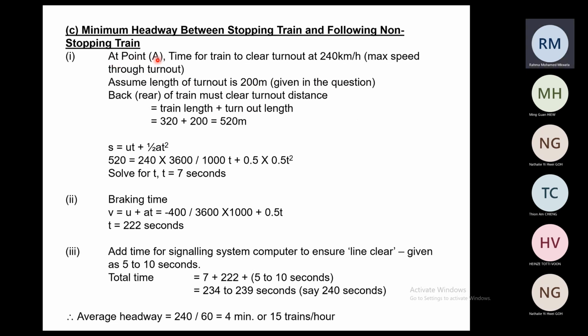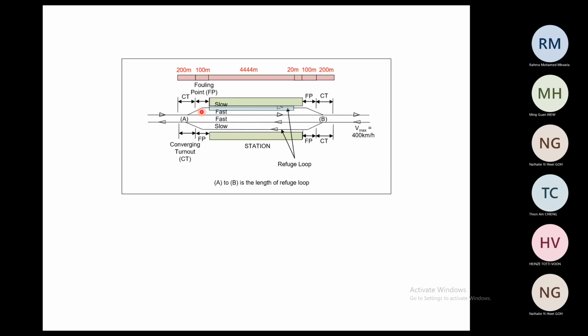We know that at point A, the time for the train to clear the turnout at 240 kilometers per hour, which is the maximum speed. Assume the length of the turnout is 200 meters, given, and the back of the train must also clear the turnout distance. So you take your train length plus turnout, the total distance to clear from this main line at the time the train enters here.